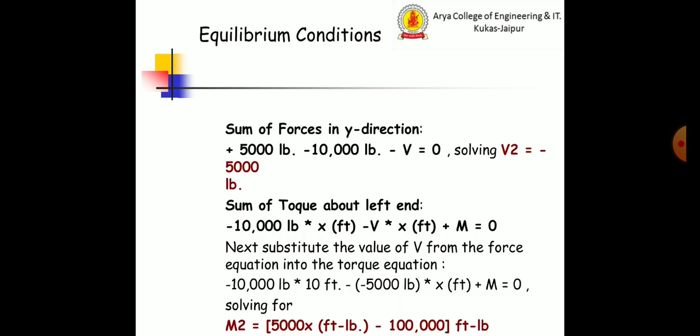Sum of forces in the y direction is 5,000 minus 10,000 minus V equals 0. Solving, V is equal to 5,000. And the sum of the torque about the left hand, we will get minus 10,000 times the distance, plus M equals 0. Next, substitute the value of V from the force equation into the torque equation, solving for M.